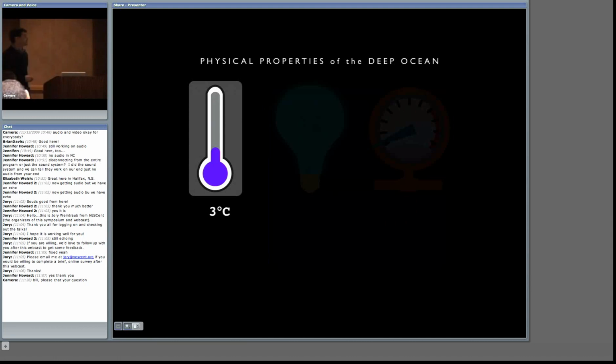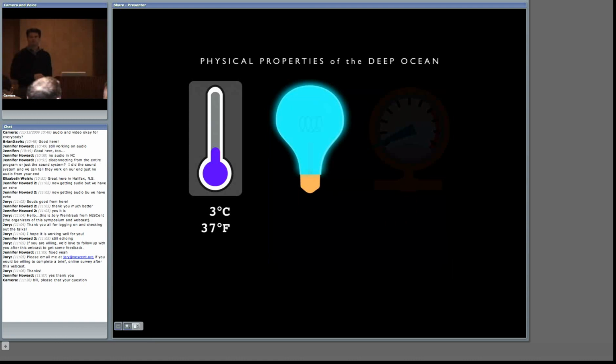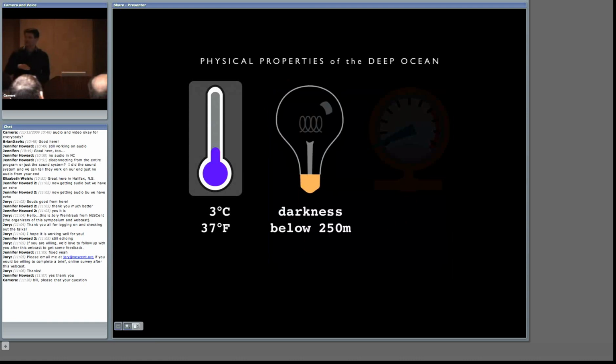Well, one, of course, is the temperature. We all know that it's cold down there. The average is between 2 to 4 degrees Celsius, so it's quite chilly. We also know that light in the ocean is initially filtered to these blue wavelengths, but as you go down, that dims out, and so most of the ocean below about 250 meters is in darkness, and the only light that you get is biologically generated, and I'll talk more about that.